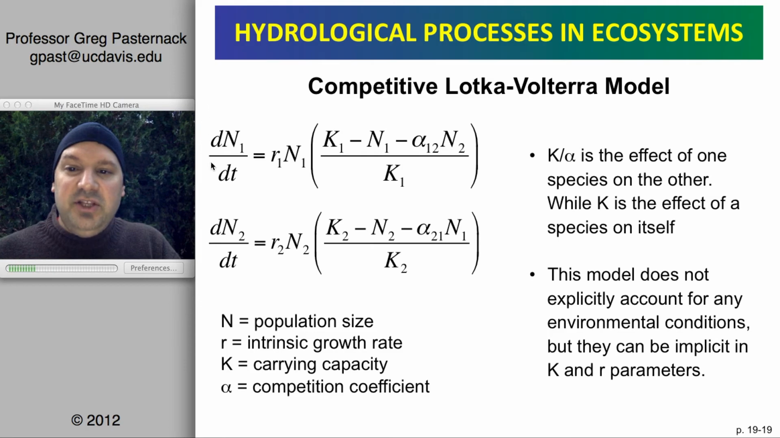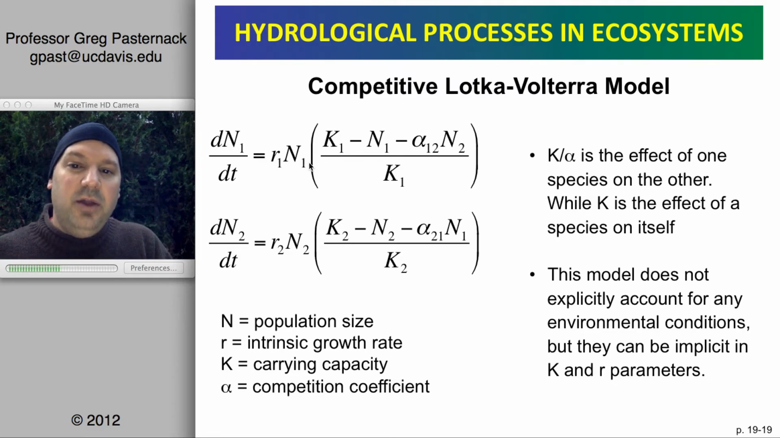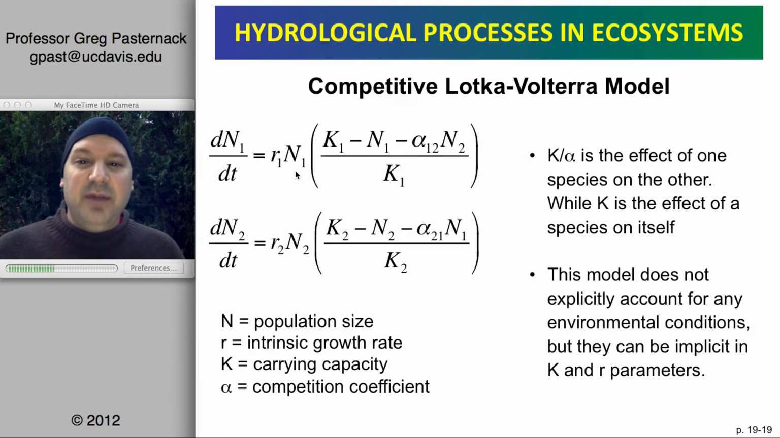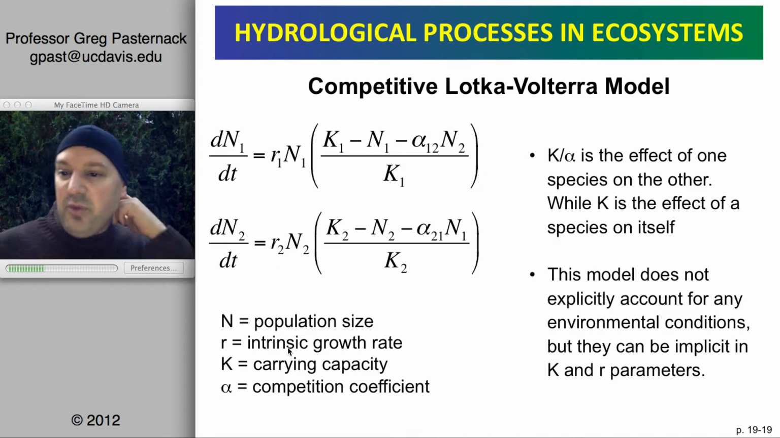The first term in each equation is the growth rate for that species. N1 is the population size of the first species. N2 is the population size of the second species. dN1/dt just means the change of population size through time, so that's the growth rate, equal to R1 N1. That's essentially saying we're going to have exponential growth. But R1 is the intrinsic growth rate, so that would be limited by environmental factors, food availability, and so forth.